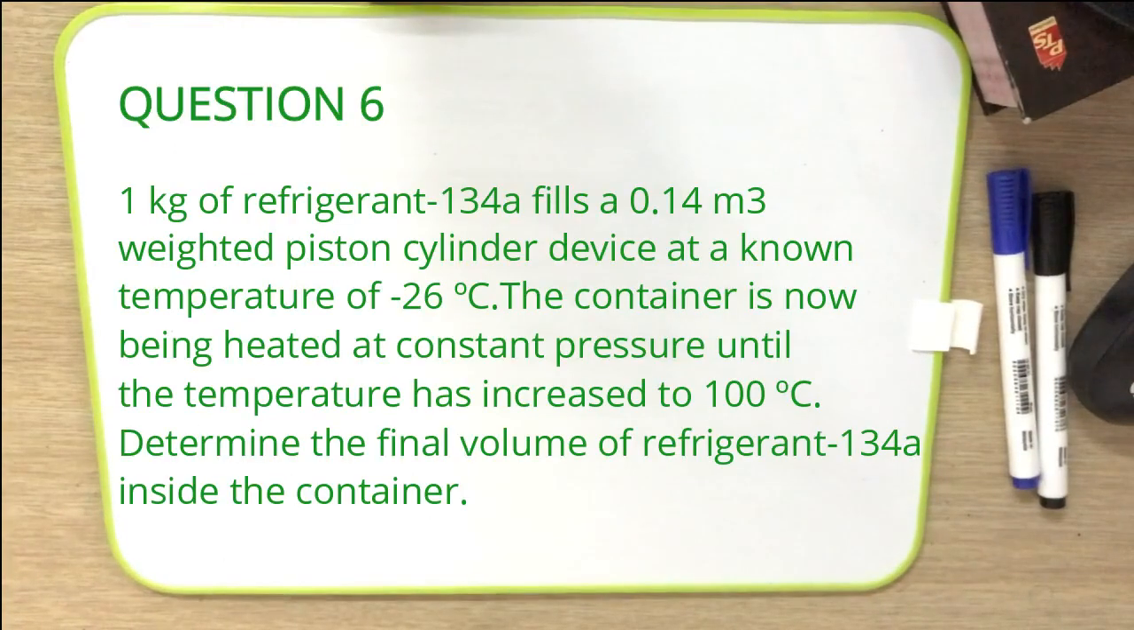Next, question number 6. 1 kilogram of refrigerant 134A fills a 0.4 meter cube weighted piston-cylinder device at a known temperature of negative 26 degrees C. The container is now being heated at constant pressure until the temperature has increased to 100 degrees C. Determine the final volume of refrigerant 134A inside the container.